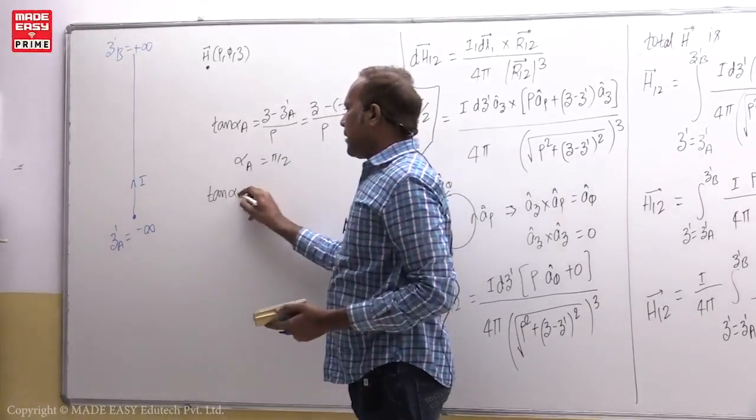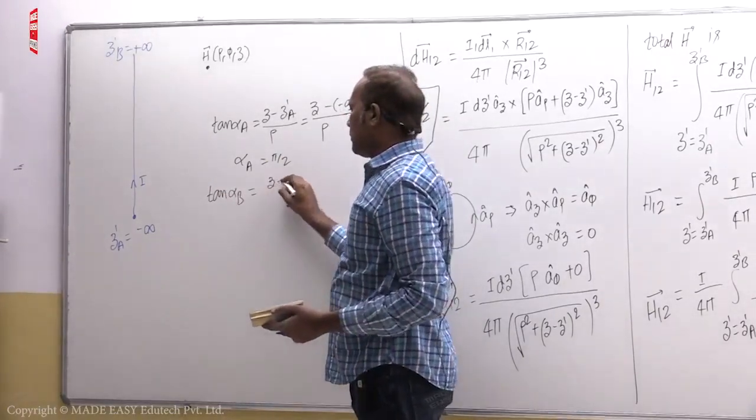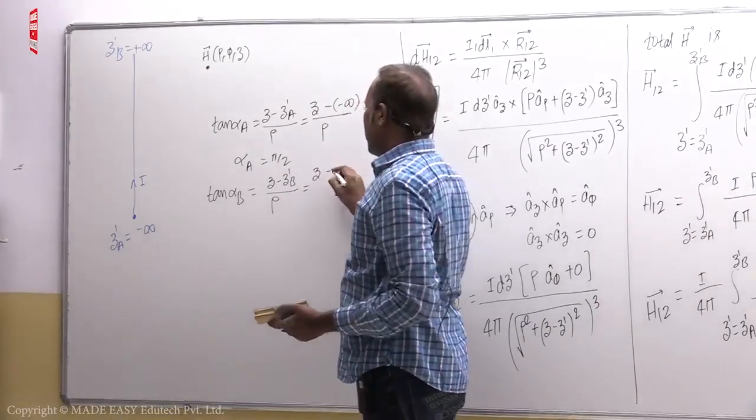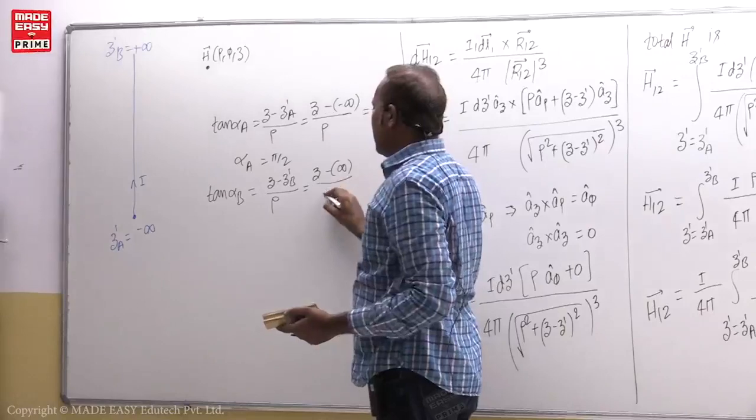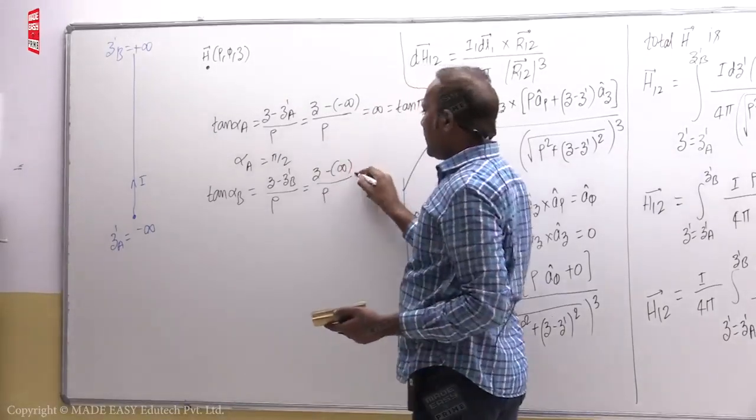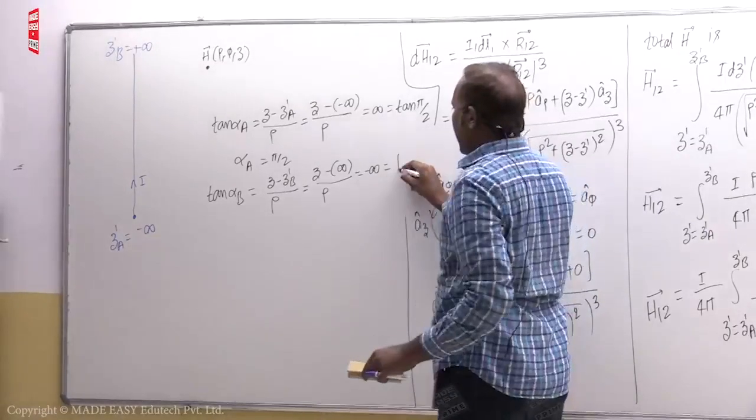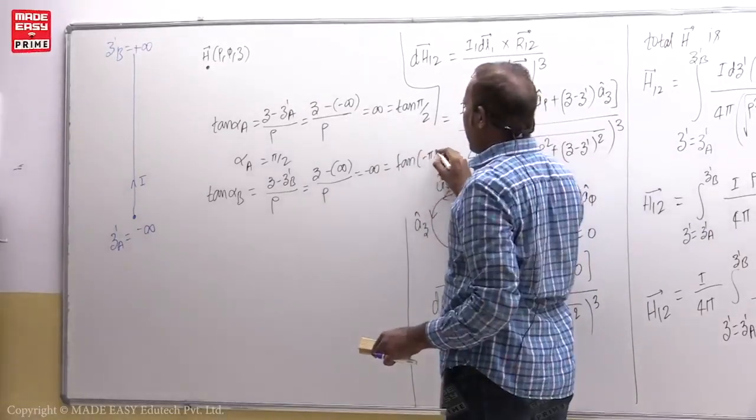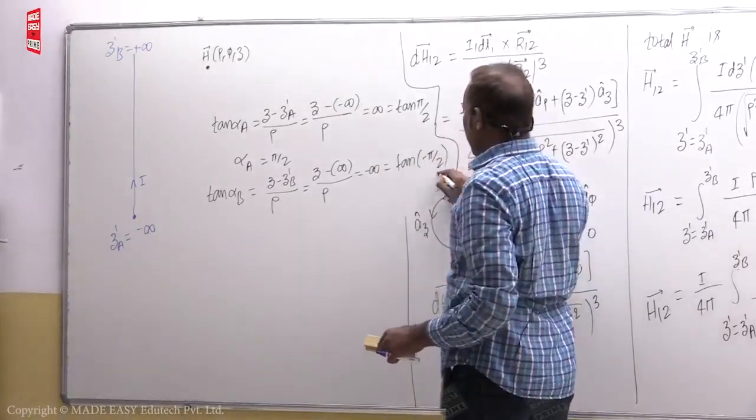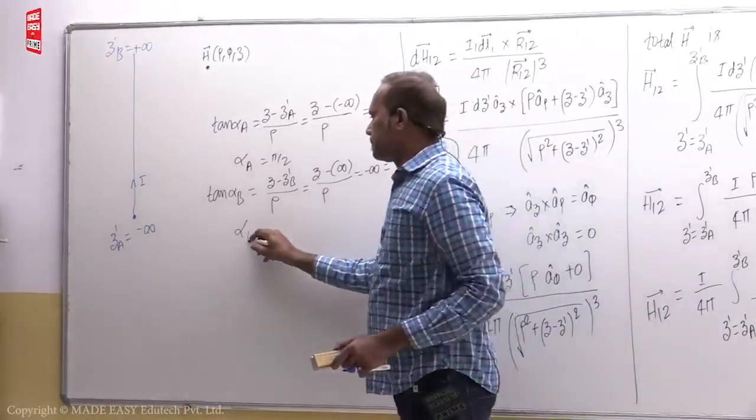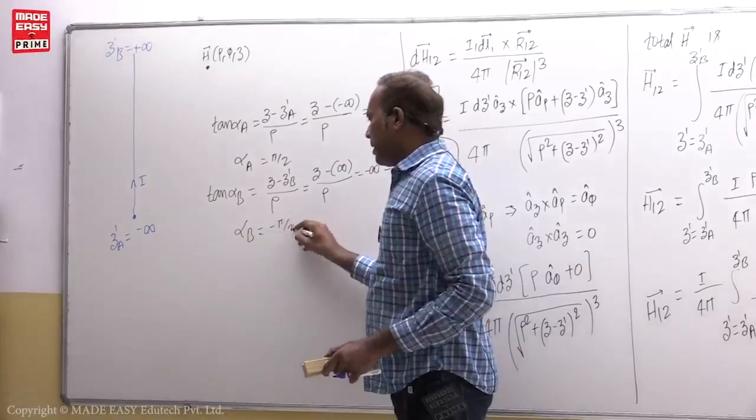Similarly, tan alpha B is equal to z minus z dash B divided by rho. So z minus z dash B is z minus infinity, which is minus infinity. That means it is actually tan of minus pi by 2. Okay, so here alpha B is equal to minus pi by 2.